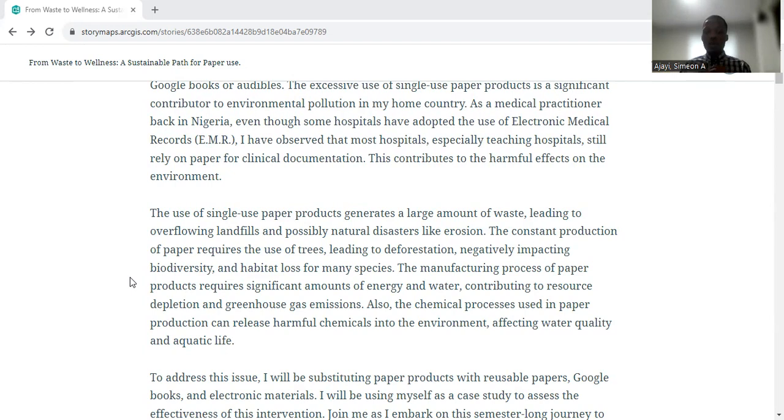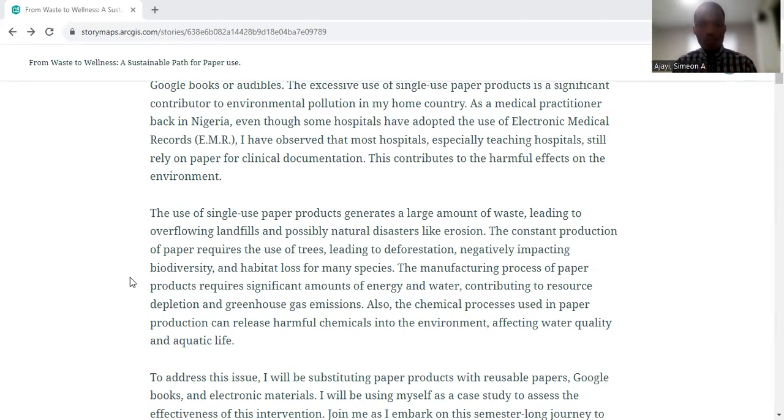All right, and then constant production of paper also requires the use of trees, because most of these papers are gotten from trees through different strenuous and extensive processes. And constant production of paper can lead to deforestation, because we tend to use more of these trees to produce paper without replenishing them. So it leads to deforestation, negatively impacting biodiversity and causing habitat loss for many species.